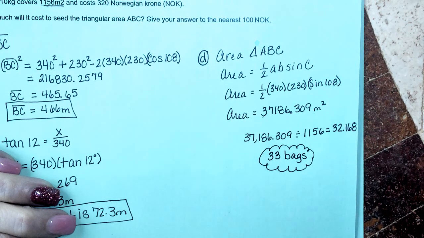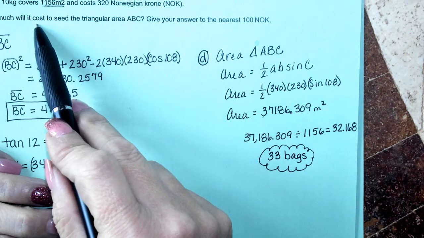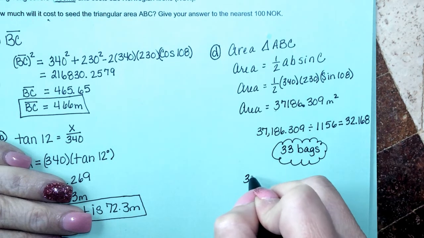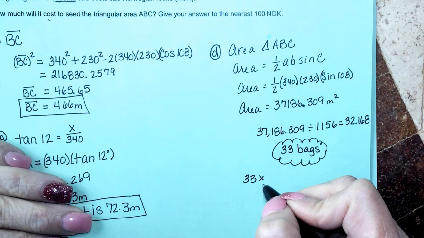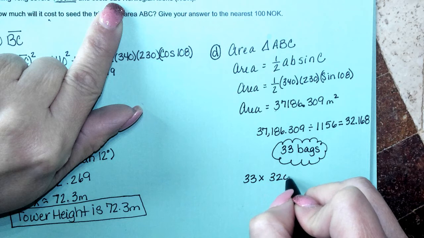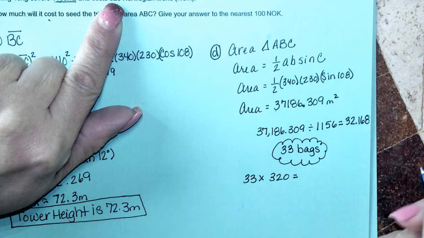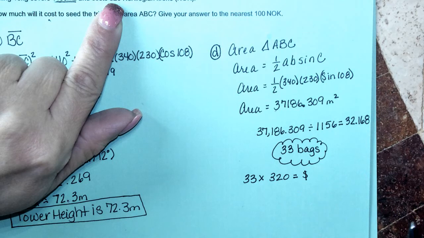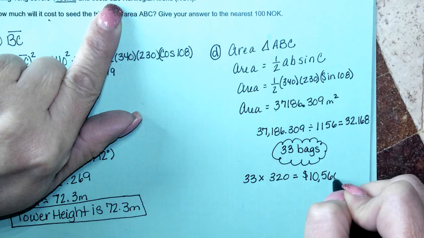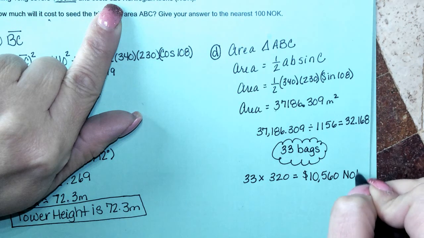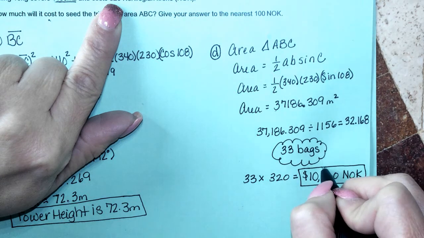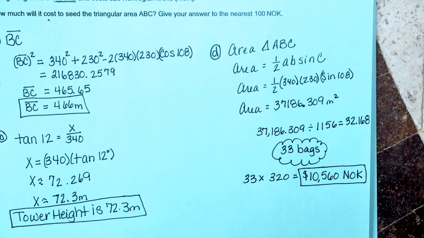So now what was the actual question? How much will it cost? You need 33 bags. So grand finale, 33 bags times 320 Norwegian krones. How much am I going to spend? I'm probably not supposed to put a dollar sign, but I'm going to put one just so y'all know. 10,560 Norwegian krones. It's a lot of money.